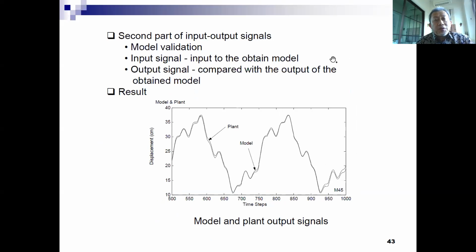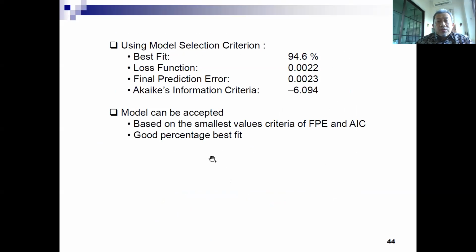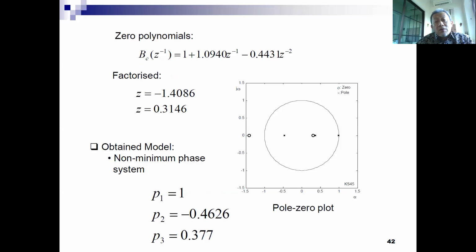Then we do the validations. Okay, so kita tengok di sini the plant and the models. So dia mengikutlah. The model tries to follow the plant. The estimator tries to follow the real data value, with the best fit 94.6%. Its loss function 0, FPE 0, and AIC negative, below 0. So kita boleh conclude di sini the model is stable and non-minimum phase, sebab ada satu zero di luar.